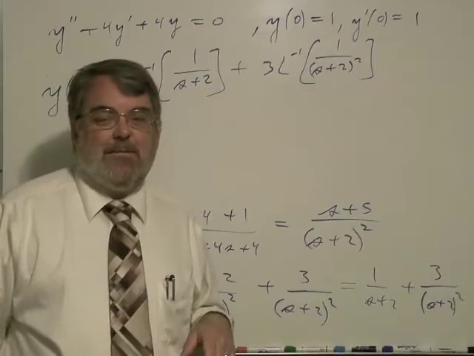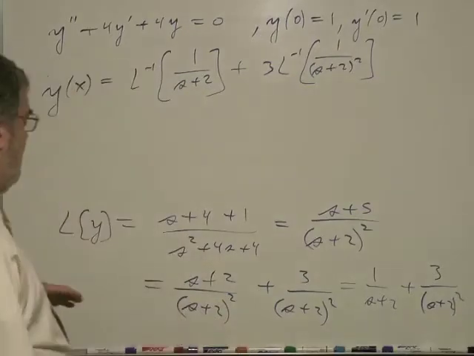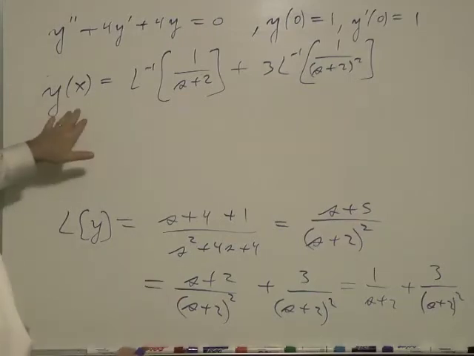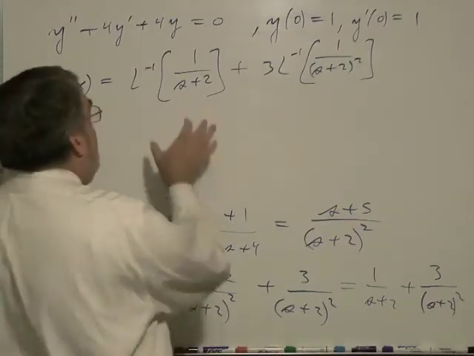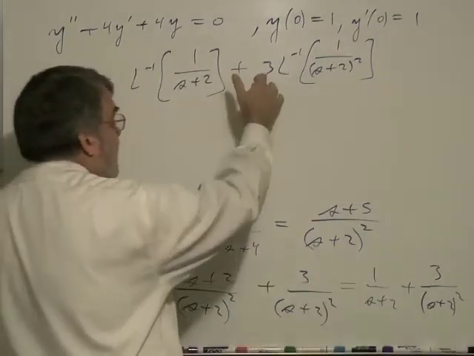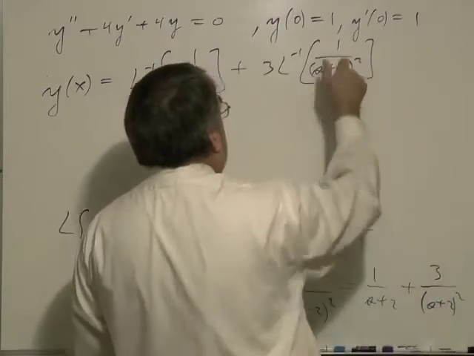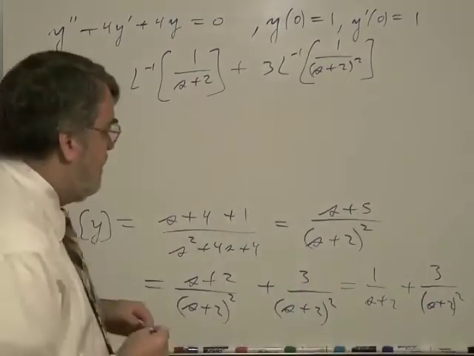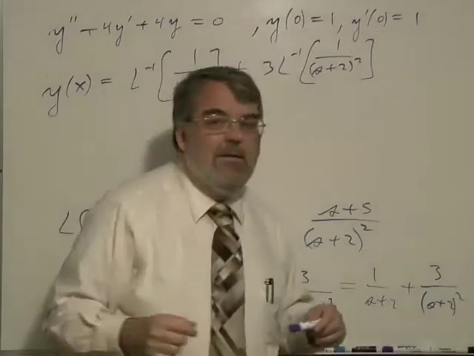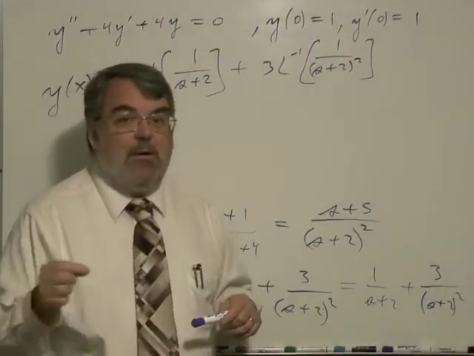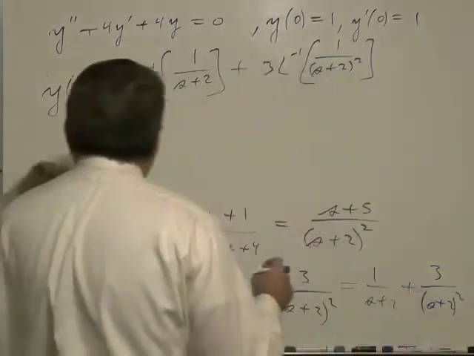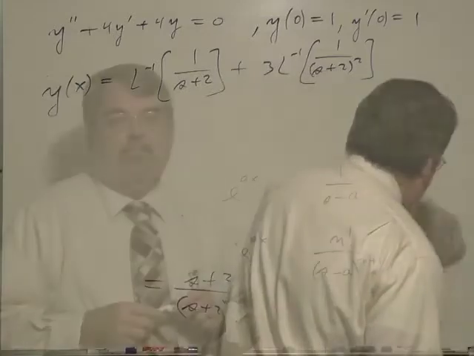When we apply the inverse Laplace transform, then we are solving for y of x. The function y of x is the inverse operator of 1 over s plus 2, plus 3 times the inverse operator applied to 1 over s plus 2 quantity squared. So we can break this up like this because the inverse operator is also a linear operator. All right, well, it's time to look up the answers.